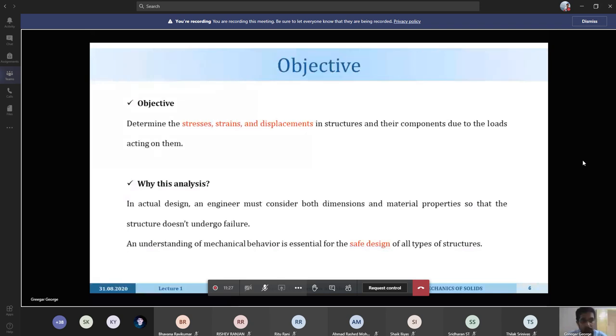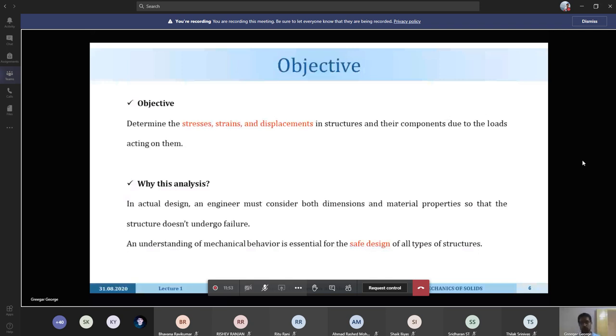So the basic objective is to find stresses, strains, displacements in structures and their components due to the load acting on them. So why are we doing this type of analysis? What is the main goal behind finding the stress, strain, etc.? Because in actual design, an engineer should consider both dimension and material property, and as a result, the structure should not undergo failure.